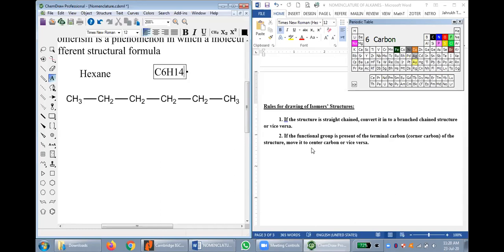Are we all clear? So you have hexane C6H14. You have already a straight chain structure. You're supposed to draw 3 more isomers. The second example is C7H16. And for that case, you're supposed to draw 4 isomers. And none of the structures are given, so you can draw structures as you wish.